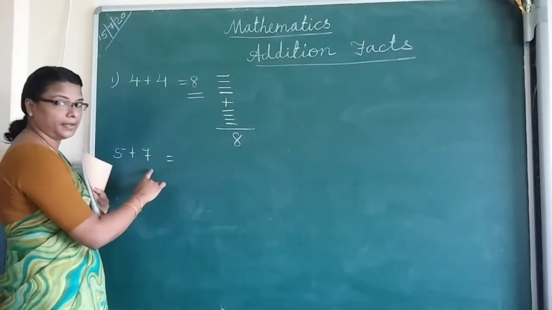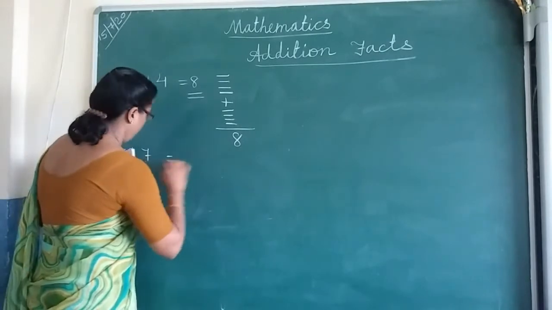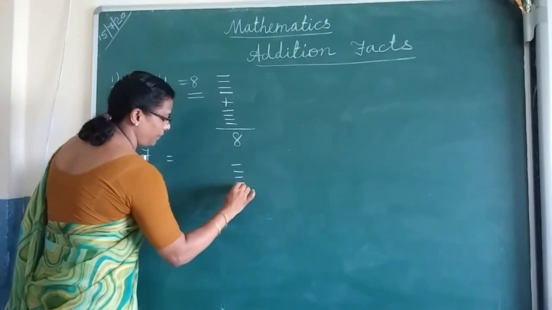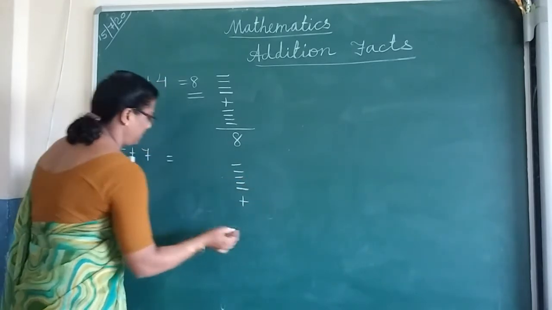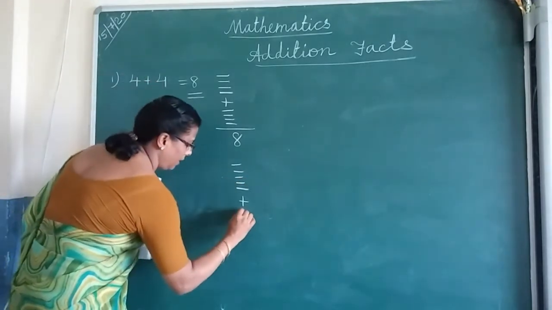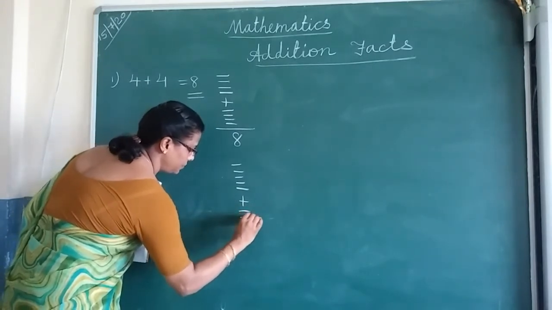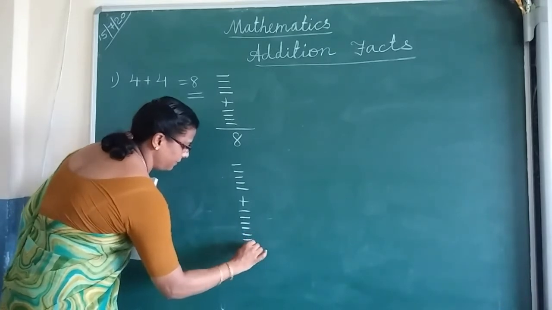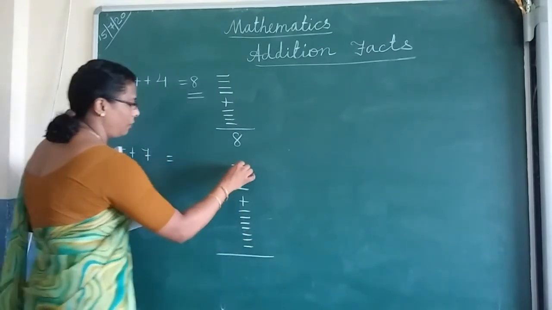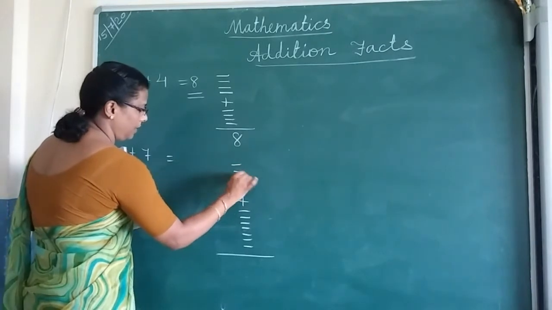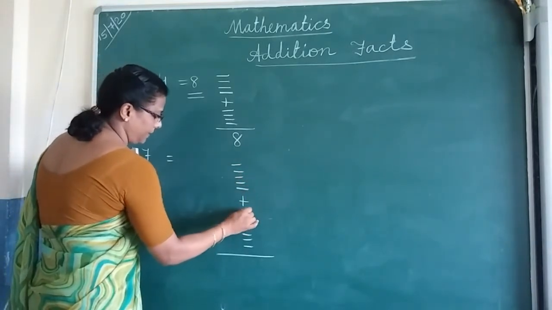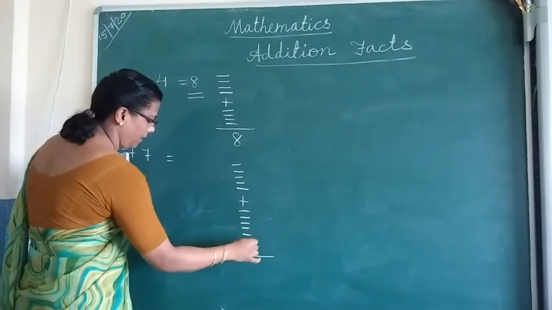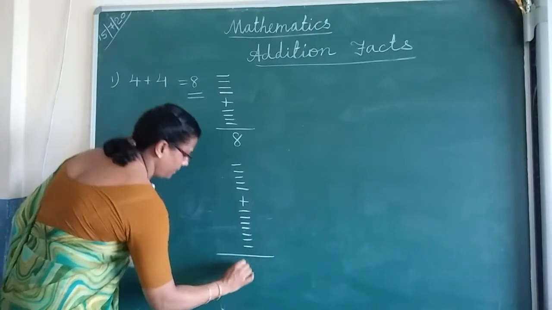Here are 5 and 7. 1, 2, 3, 4, 5 plus 7. 7 lines you can draw. 1, 2, 3, 4, 5, 6, 7. After that, count. 1, 2, 3, 4, 5, 6, 7, 8, 9, 10, 11, 12.